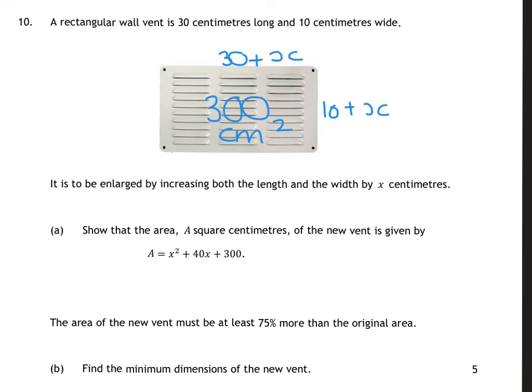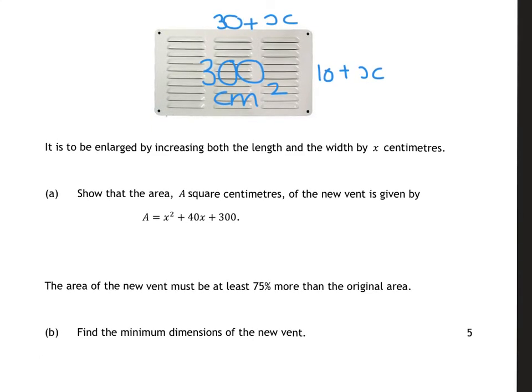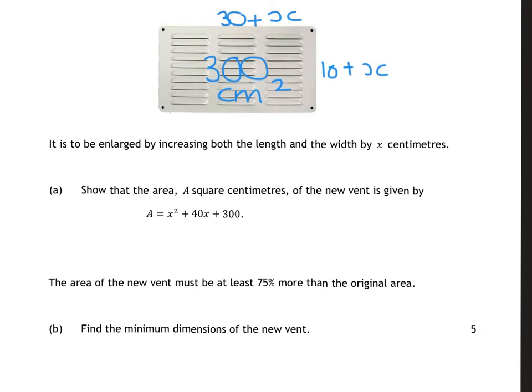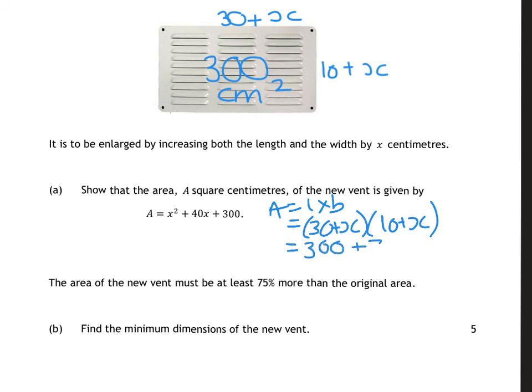We have to show that the area of the new vent is given by this thing down here. So it means my new area, remember area is just length times breadth at the end of the day. So area equals length times breadth. So I've got 30 plus x times 10 plus x. If you multiply that out, you have got 300 plus 30x plus 10x. I think I've done that in the wrong order, but it doesn't matter. And then plus x squared.